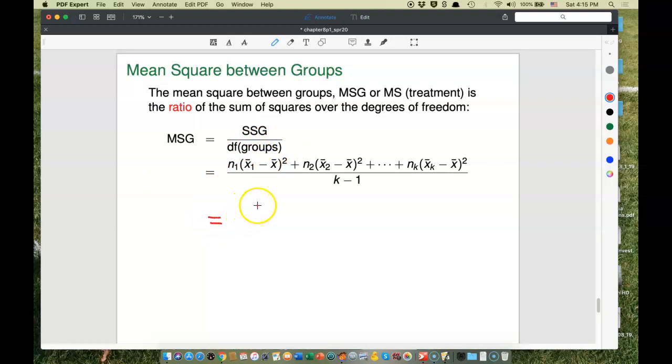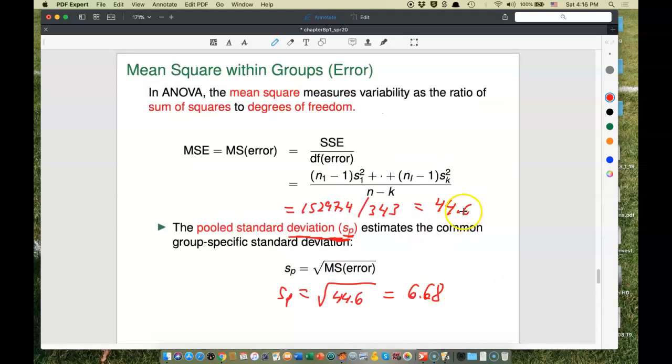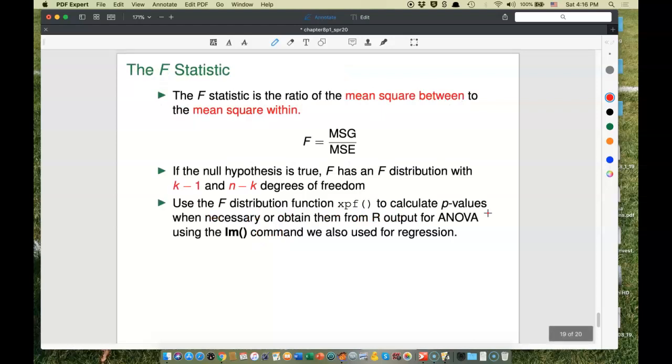So here's what it looks like. We have 12,734, and down below we have the 6 minus 1 or 5, and then we ended up with 2546.8. So that's a lot, right? Mean square group versus what it was for error, 44.6. So those are supposed to be similar if there's no difference. So wow, that seems pretty crazy.